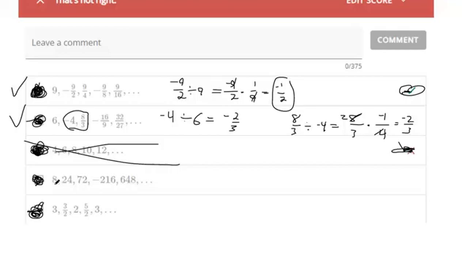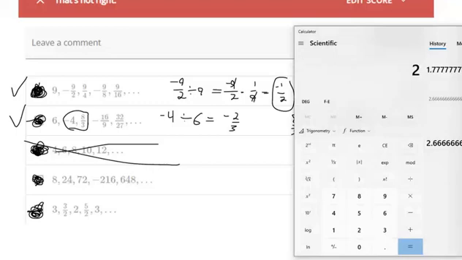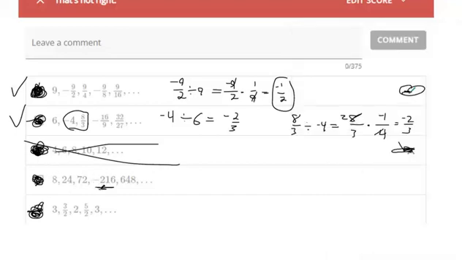This one, let's see, 8 times 3 makes 24. What's 24 times 3? 72. It's looking geometric. But then 72 times 3, that does make 216. But they put a -216 in here, so they're tricky, right? I'm multiplying by 3. Multiplying by 3, I have to multiply by -3 to get here. So it's not the same number each time.